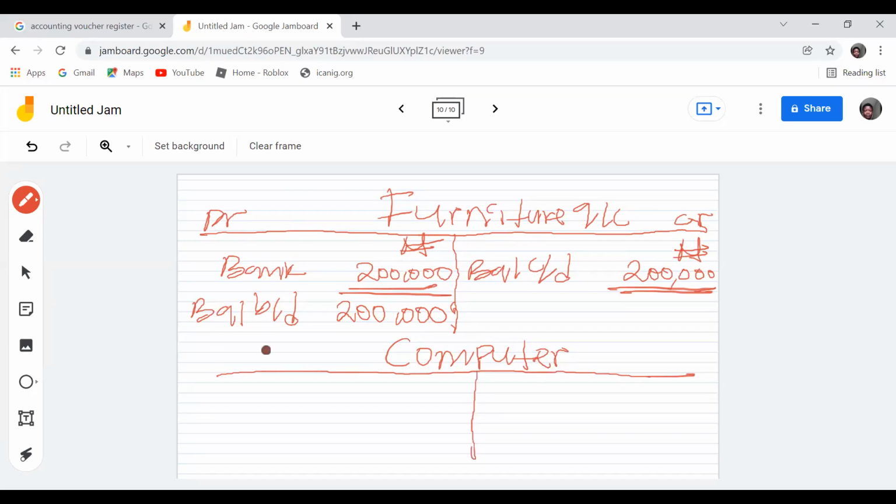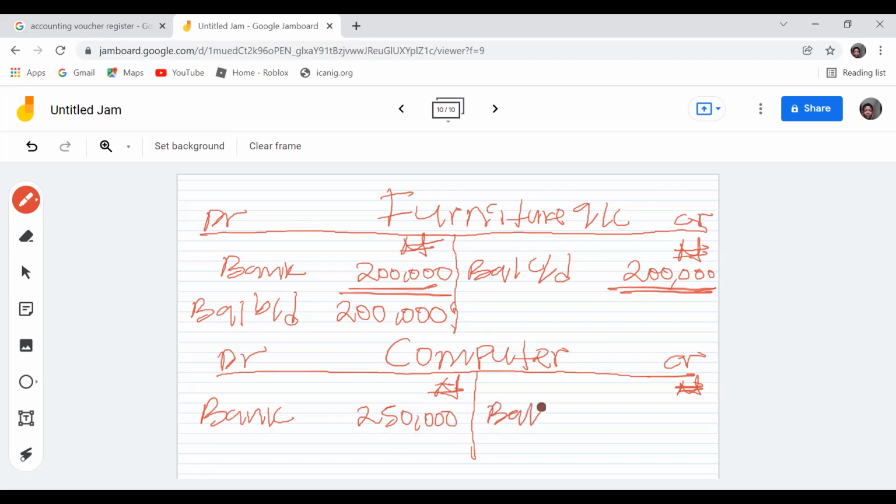So your debit and your credit. And computer is what? Computer is 250. So you're going to say what? You make the payment from the bank as well. 250 what? And you say what?